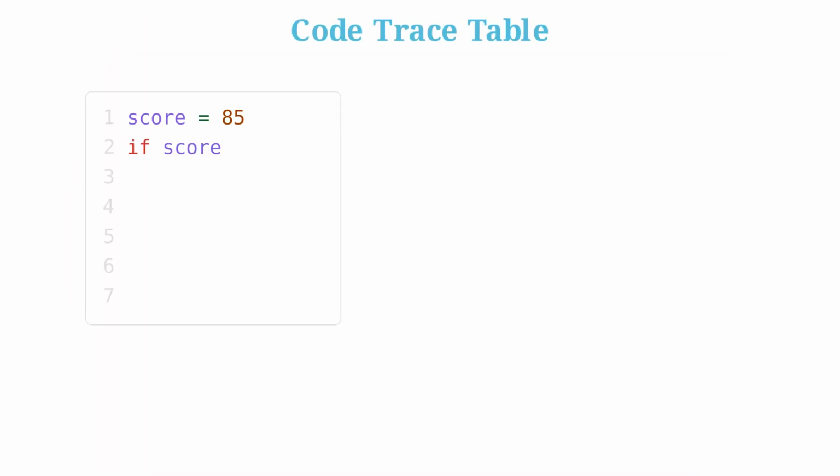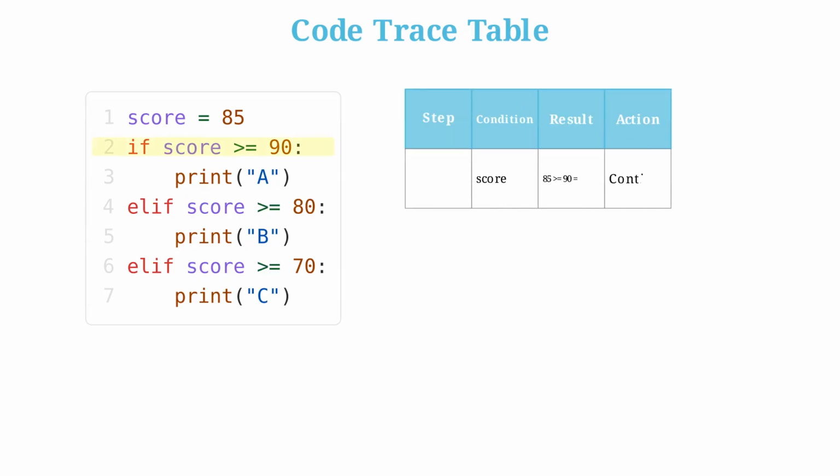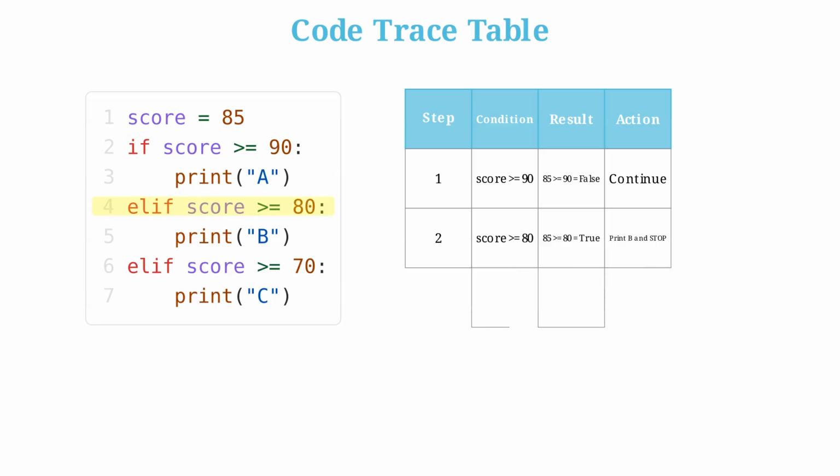Let's trace through this with a score of 85. Step 1. Is 85 greater than or equal to 90? Nope. False. Keep going. Step 2. Is 85 greater than or equal to 80? Yes. True. Print B and stop checking. That's it. Step 3 never even gets checked because we already found our answer.